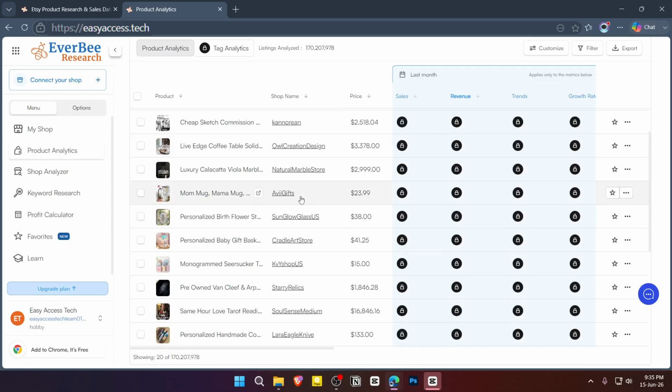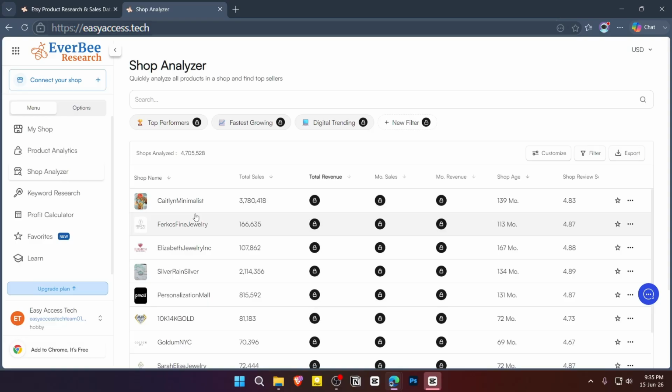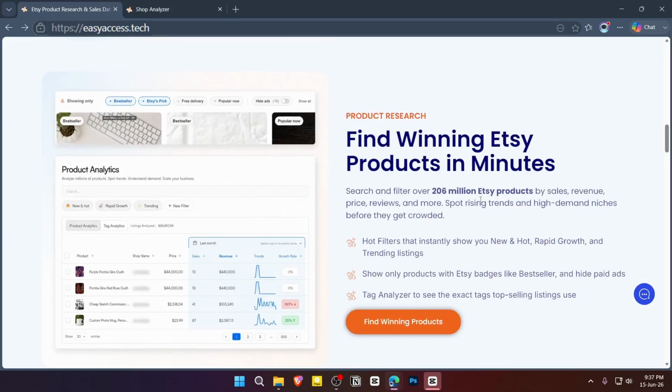One thing many users appreciate about EverBee is its simple interface. The platform is designed to be easy to understand, even for people who are new to online selling. You do not need advanced technical skills to start researching products and exploring opportunities. For print-on-demand sellers, EverBee can help identify niches that are already generating interest.